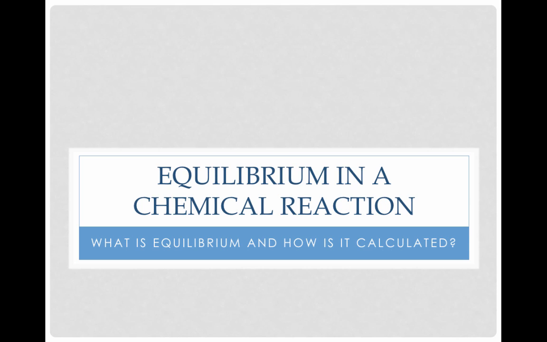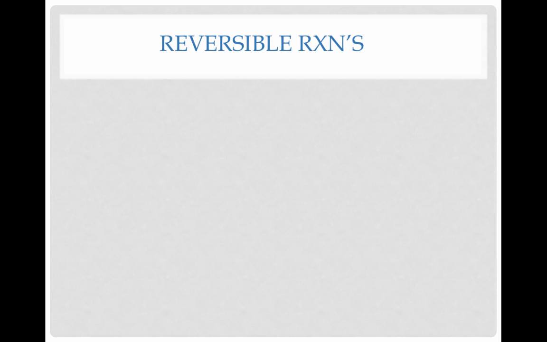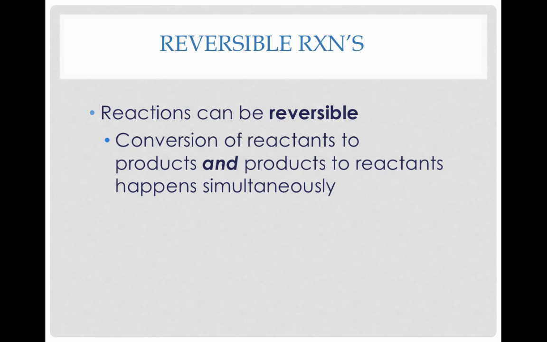Hey there, so I'm going to show you what equilibrium in a chemical reaction looks like and how to calculate that equilibrium. Reactions can be reversible, and it really depends on the set of conditions in the chemical reaction. If a reaction is reversible, it's a conversion of the reactants to the products, and simultaneously those products can turn back into reactants. We call this the forward and reverse reaction.